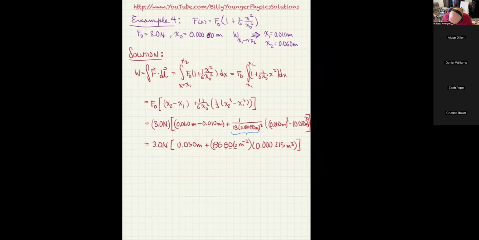So when I multiplied 0.00215 by 86806, notice the units are going to work out to just be meters, but the answer that I get from that multiplication is 18.663. That's way more sig figs than is really reasonable, of course.